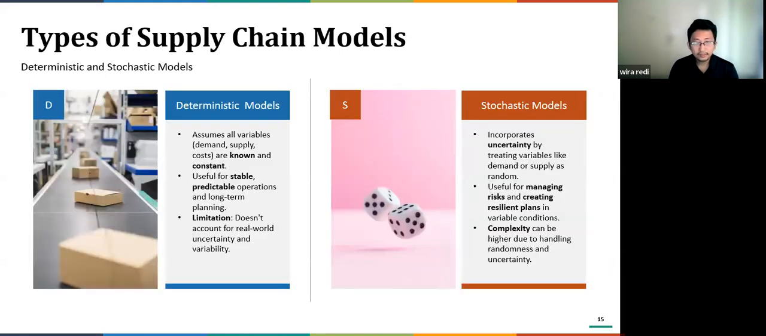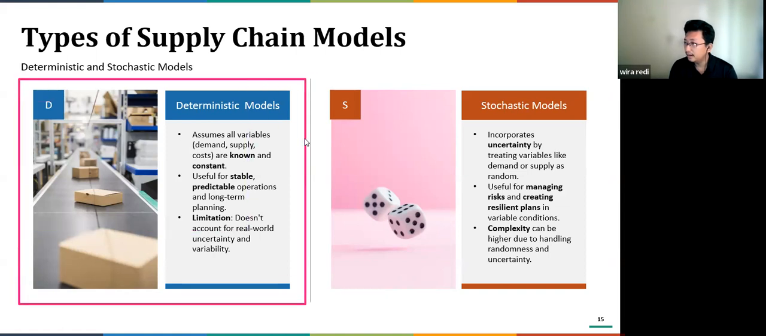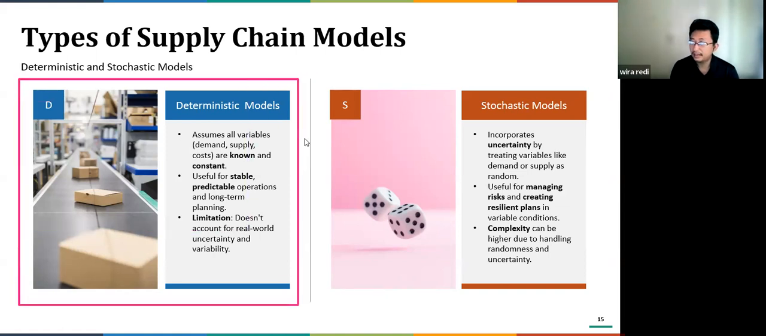Okay, here will be the type of supply chain model. I think this is pretty basic. If you learn operations research, we know that there are two types of models called deterministic and stochastic. Deterministic is where you assume that several variables, inputs that you generate, can be simplified into a known and constant input. So it's useful to model a predictable and stable system, normally for long-term planning.